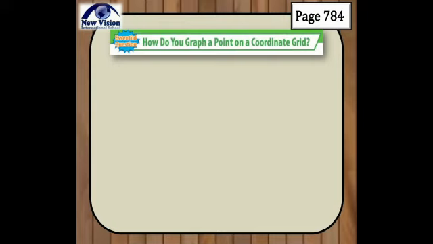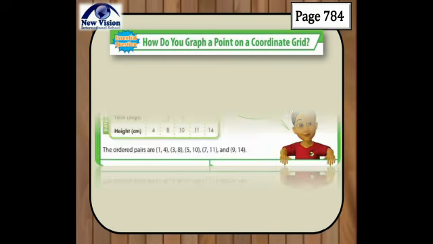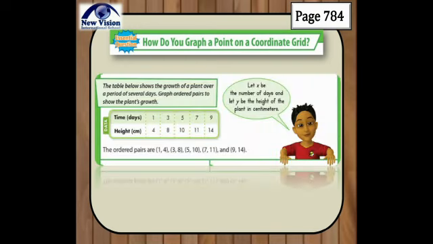Alright, let us review the video answering the essential question, how do you graph a point on a coordinate grid? So here we are given the data in a table form. So we will represent x as time and y will be represented by the height. So our ordered pairs are (1, 4), (3, 8), (5, 10), (7, 11), and (9, 14).